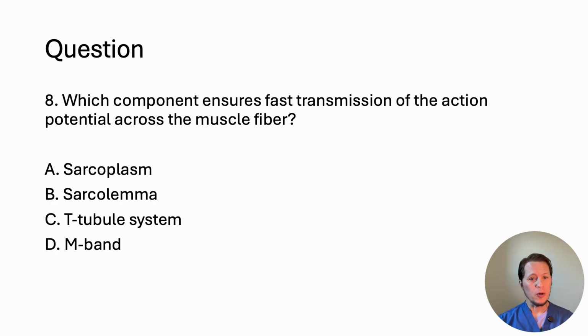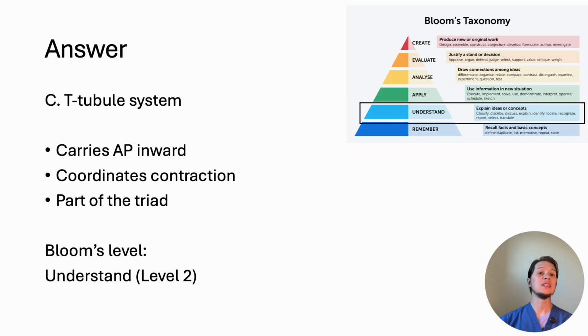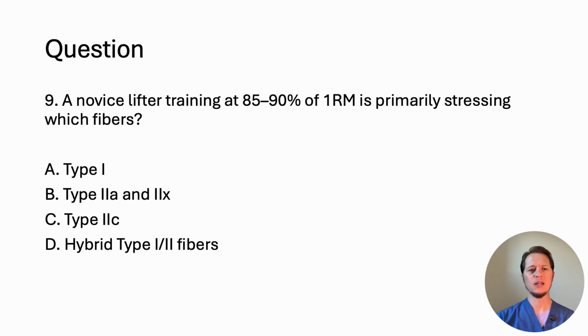Question 8. Which component ensures fast transmission of the action potential across that muscle fiber? Is it A, the sarcoplasm, B, the sarcolemma, C, the T-tubule system, or D, the M band? The answer here is the T-tubule system, which conducts action potentials deep into the fiber to trigger that calcium release from the sarcoplasmic reticulum. Again, hopefully these are more straightforward. I kind of dialed things back a little to make things a little bit more routine on these review questions. But we got to dial it up a little.